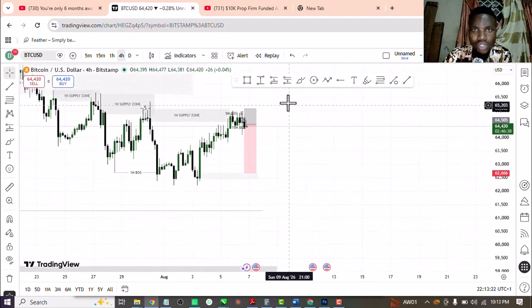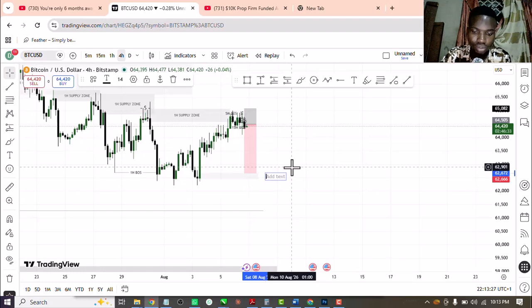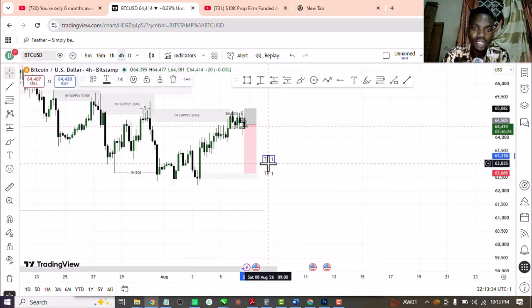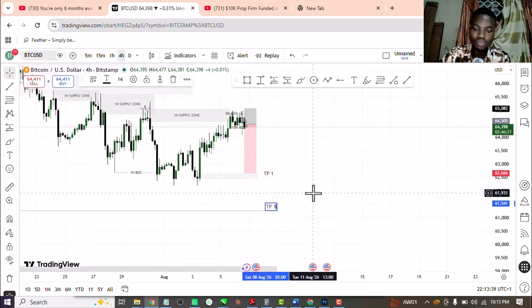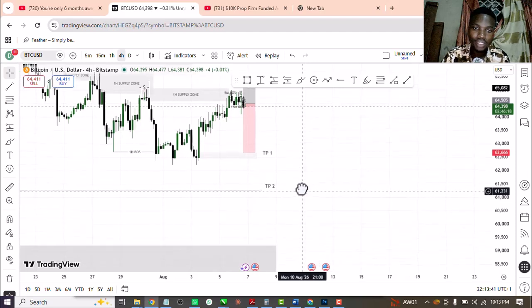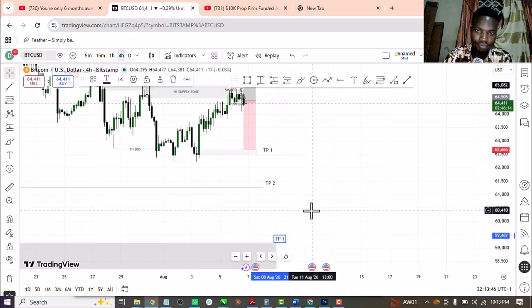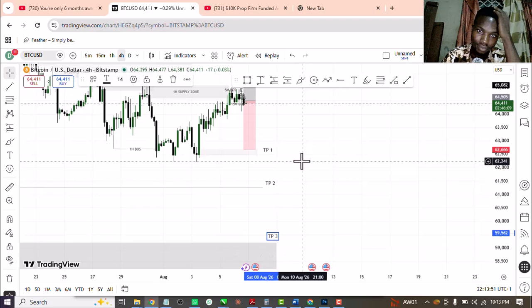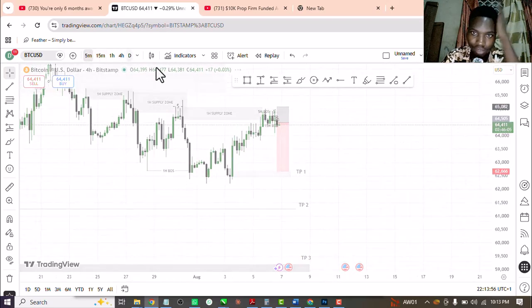All right, so let me just indicate it right now that this is my TP1. So when price gets to this point, I will ensure that I take my profits around there. When I take my profit there, I will see how price is going to react at that zone. Then my second TP is going to be here, so TP2, and this is going to be my TP3. So this is my trade idea about the Bitcoin market.